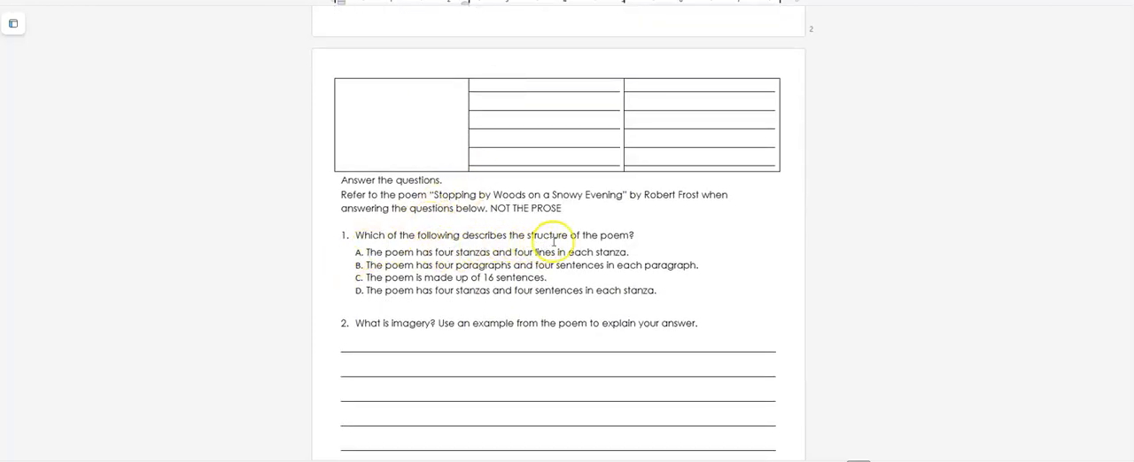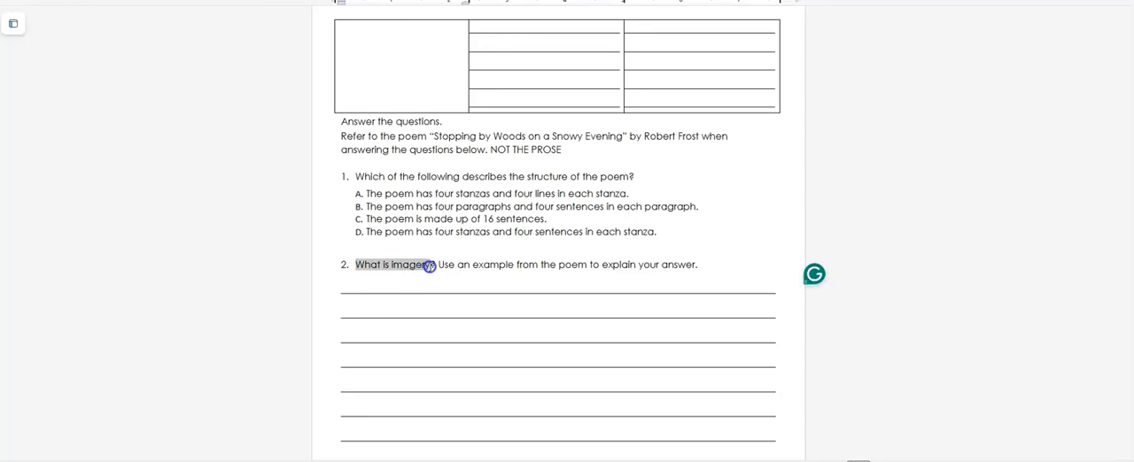Which of the following describes the structure of the poem? The poem has 4 stanzas and 4 lines in each stanza. This is the correct answer. The poem has 4 paragraphs and 4 sentences in each paragraph is not correct because it has 4 stanzas, not paragraphs, and it doesn't have sentences, it has lines. The poem is made up of 16 sentences is wrong too; poetry doesn't have sentences, it has lines. A lot of students got mistaken between A and D because they did not read the question and the answers entirely, where it says 4 sentences. That is what makes this answer wrong.